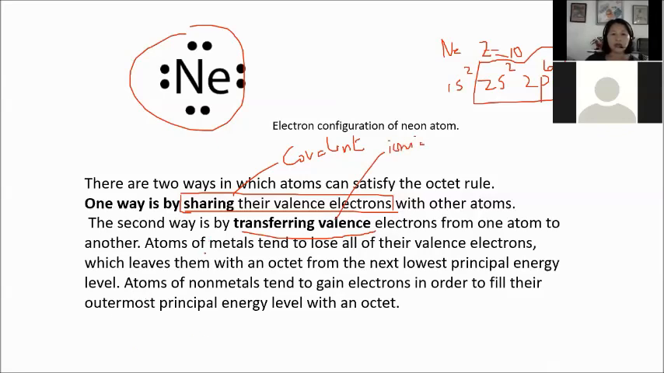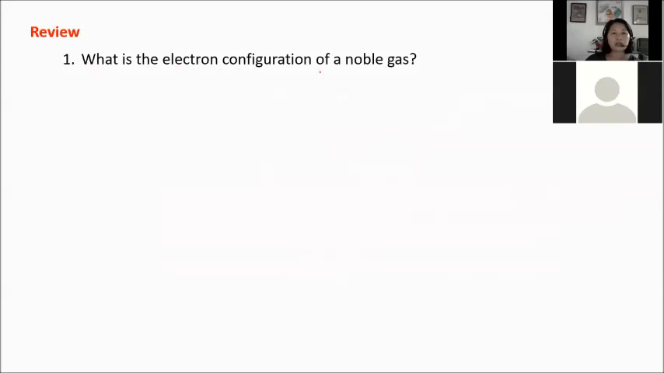So atoms of metals tend to lose all of their valence electrons, while atoms of nonmetals tend to gain electrons in order to fill their outermost principal energy level with 8 electrons. So what is the electron configuration of a noble gas?